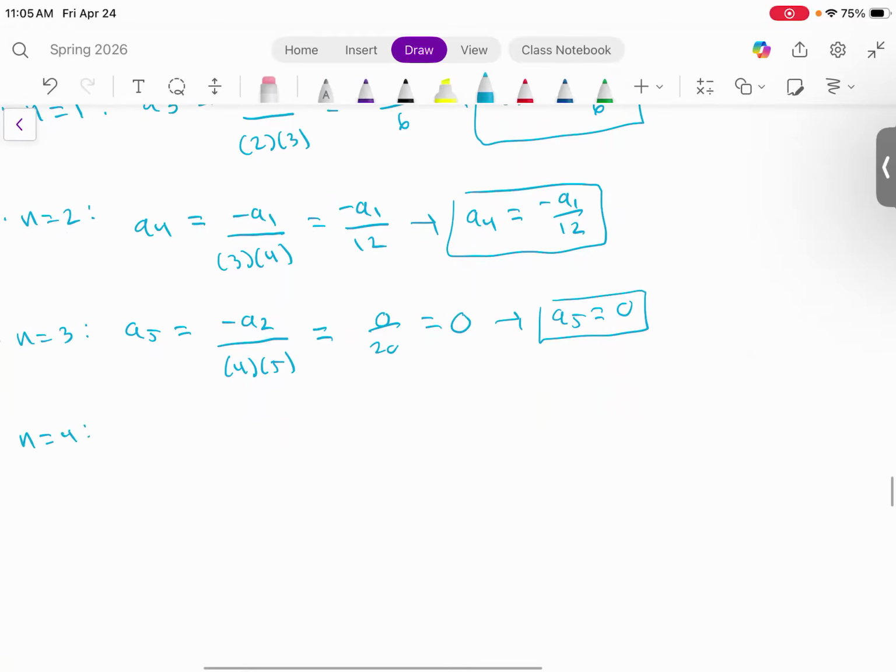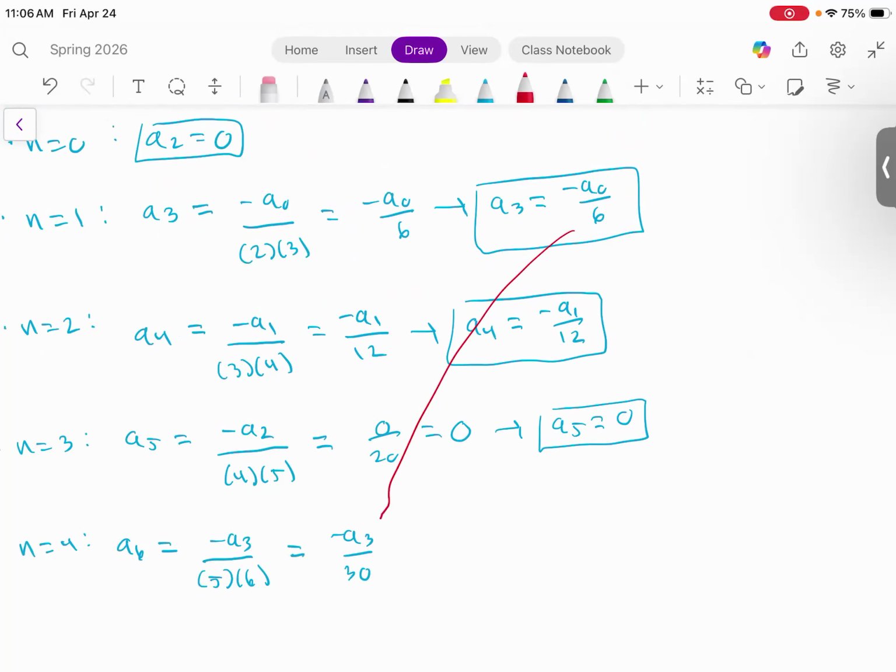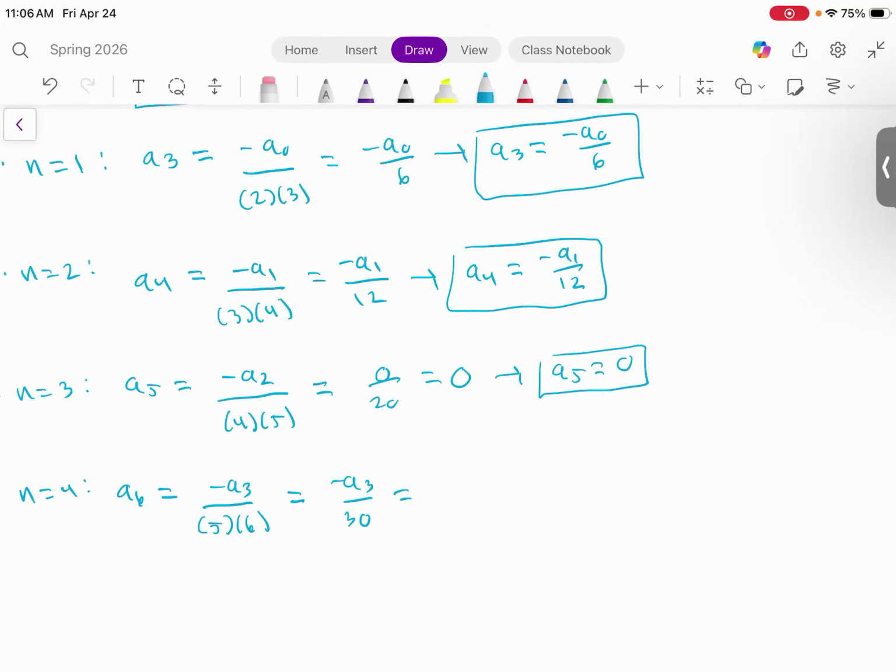For n equals 4, if I plug in n equals 4, I get a6 equals negative a3 over 5 times 6. That's negative a3 over 30. But I know what a3 is, so I can plug a3 back in and get it in terms of a naught. This would be negative a naught over 6, all over 30. That turns into positive a naught over 6 times 30, which is 180. So that means a sub 6 equals a naught over 180.